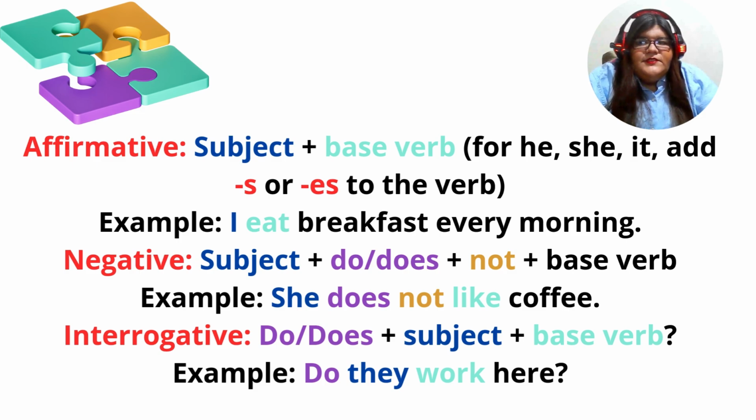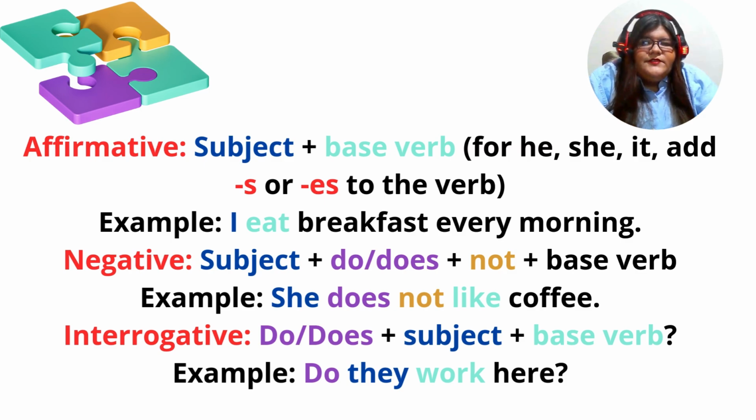We have here the structure for affirmative: subject plus the base form of the verb. For he, she, it, those are the subject pronouns, right? We will add s or es to the verb. Then we have here an example. I eat breakfast every morning.